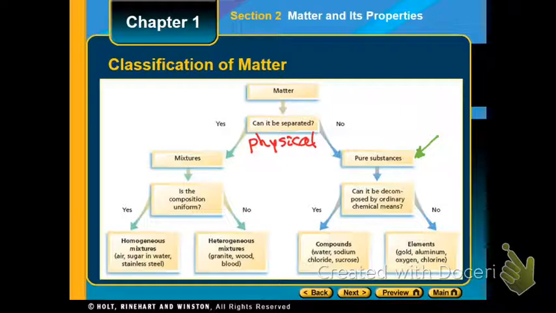From your pure substances, you ask yourself, well, can my pure substance be broken down or decomposed by ordinary chemical means? So can it be chemically separated? Chemically separated is probably going to involve heat and/or light or electricity. So heat, light, electricity typically bring about chemical separations. If it can be chemically separated, then you have a compound.